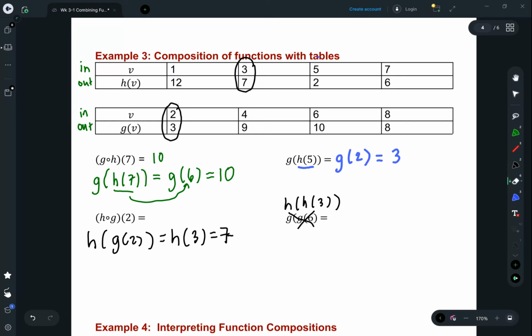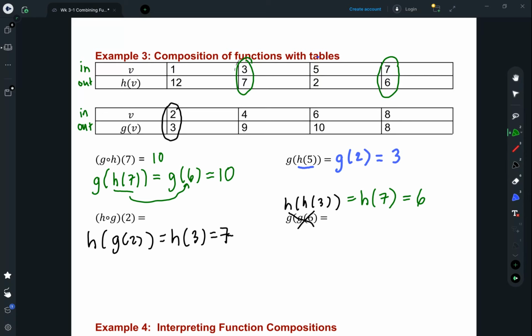Let's just go ahead and erase this so we don't get confused, because that's right where we're starting. All right, let's see. So h of 3, using our table right here, is 7. So that means I'm finding h of 7. I go back to h again. My input is 7, gives me an output of 6. So h of h of 3 is h of 7, which is 6. Okay, hopefully those are feeling pretty good now.